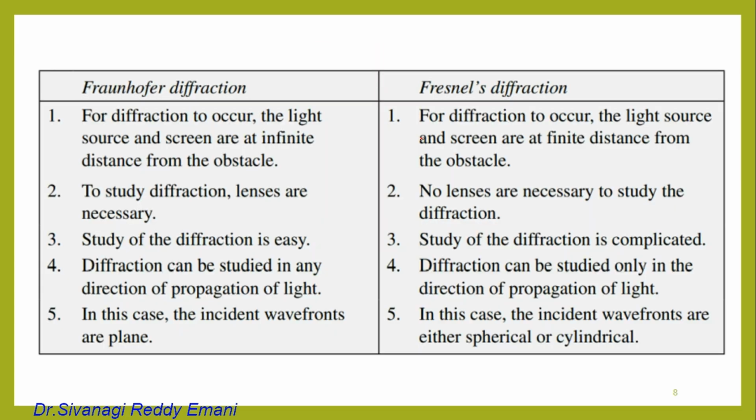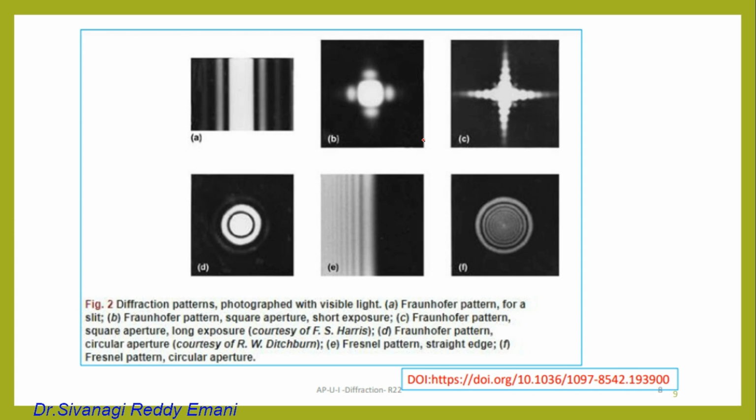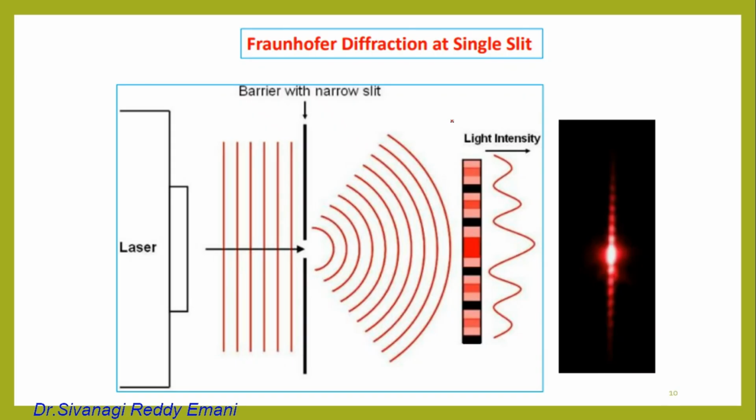These are the table of what we discussed previously. Now these are the different types of patterns we will get for different types of slits. Next one is Fraunhofer diffraction at a single slit. This is one of the important concepts.